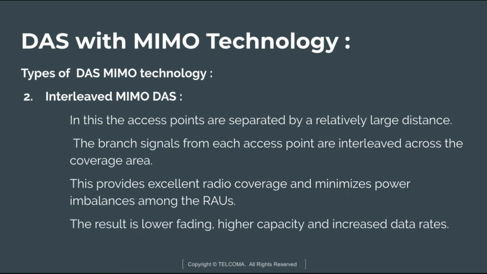The second type is interleaved MIMO DAS. Here the access points are separated by a relatively large distance. The branch signals from each access point are interleaved across the coverage area, and this provides excellent radio coverage and minimizes the power imbalances among the RAUs. The result of the interleaved MIMO DAS is lower fading, higher capacity, and an increased data rate. So these are the two types of DAS MIMO technology.